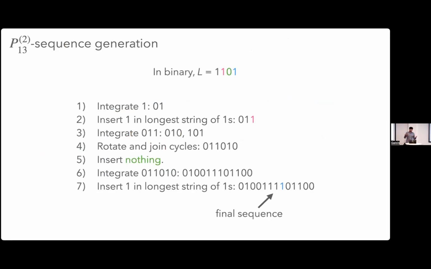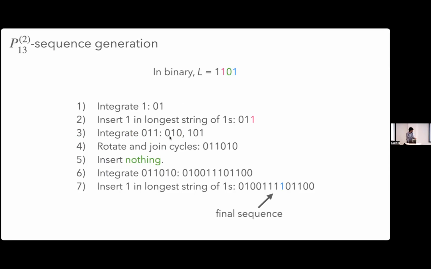So let's try to generate a length 13 PKL sequence for k equals 2. In binary, 13 is 1101. I want you to just ignore that leading 1. In binary, you'll always have a leading 1. Start as you would for de Bruijn sequences. Integrate 1. You'll get 0, 1. Now this pink 1 is telling you to insert 1 in the longest string of ones. So we do that, 0, 1, 1.